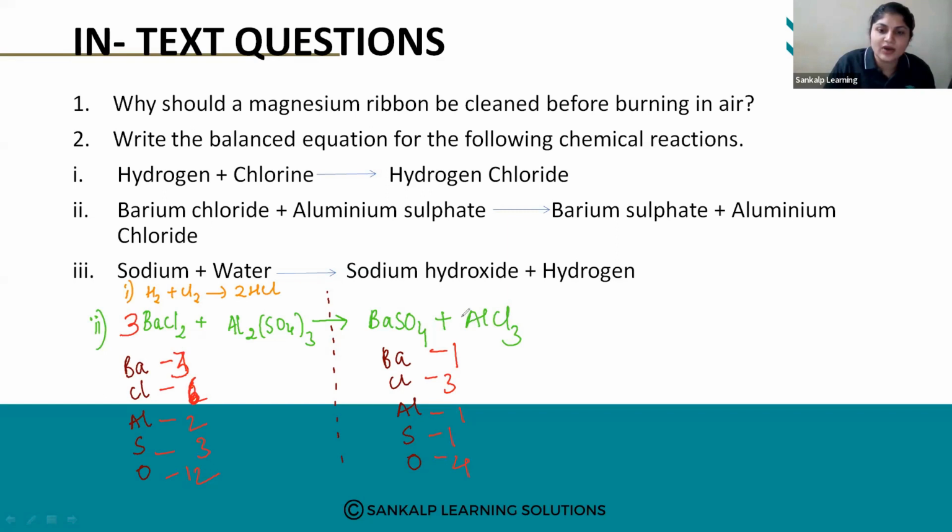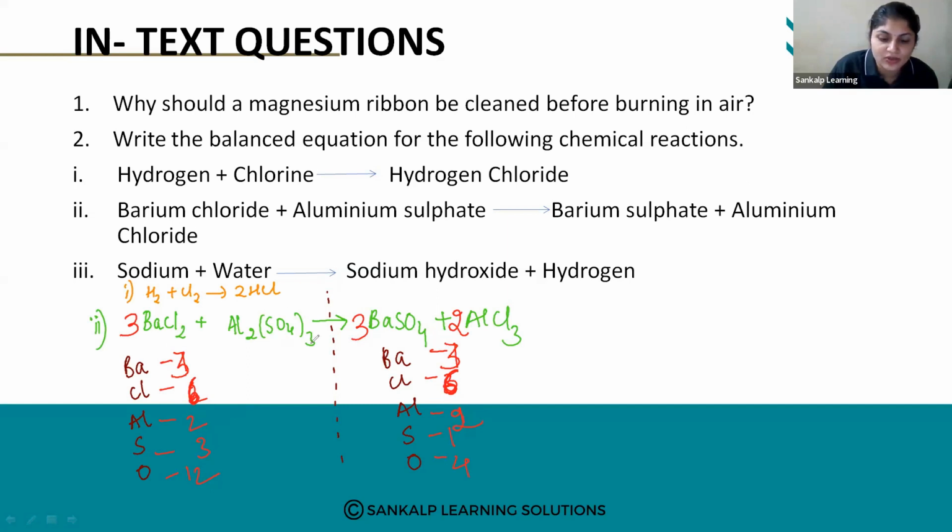Now here if I multiply this by 2, because again this will be 3 2s are 6. Then aluminum will be 2. So aluminum are 2 here. Chloride is 6. Now barium, I should again do this by 3 only, because here also barium are 3. Here barium is 3. Chloride is 6. Aluminum is 2. Now sulfur is 3. Oxygen is 12.